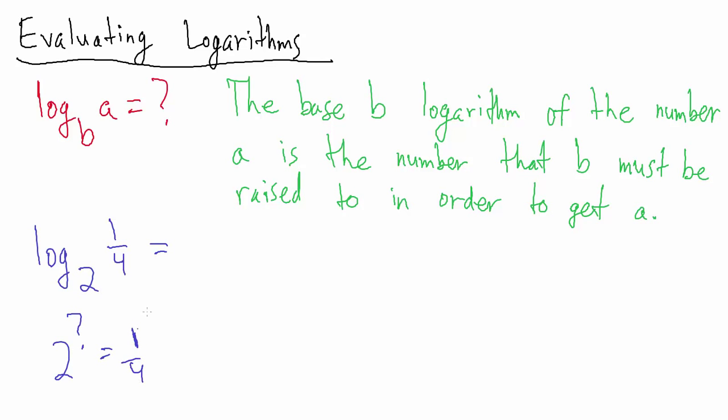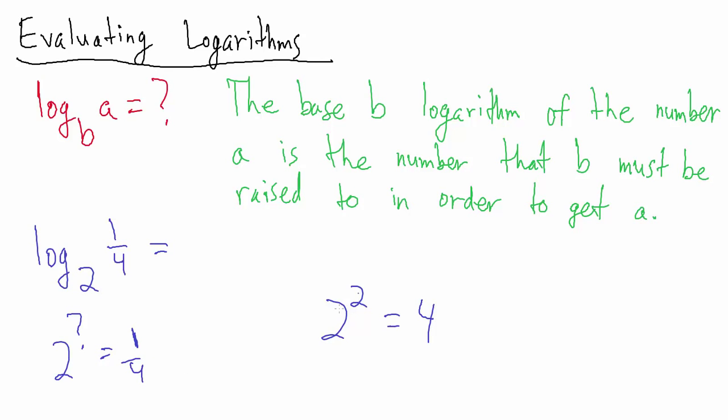Well, how are we going to find that out? This 4 kind of jumps out at us as a clue. So what is 2 squared? We know 2 squared is 4, right? Well, how are we going to get from 4 to 1/4? Or is there even a way to do that? Can we somehow get a 1/4?